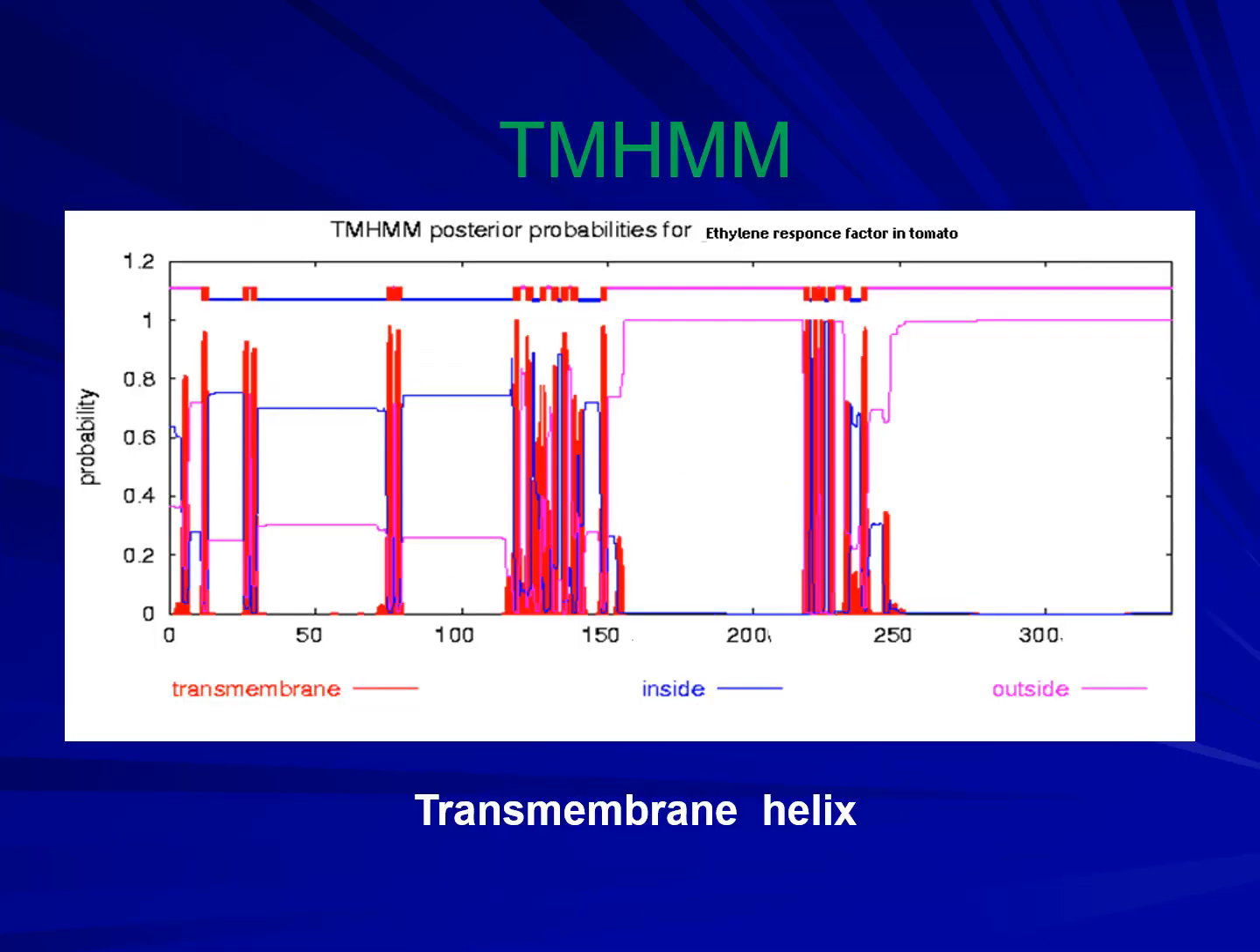TMHMM is a transmembrane helix prediction software. In case of a protein embedded in the transmembrane region, from this you can get information on how many helices are present in the transmembrane region. The TMHMM software can be used for the prediction of the transmembrane region and the number of helices present in it.